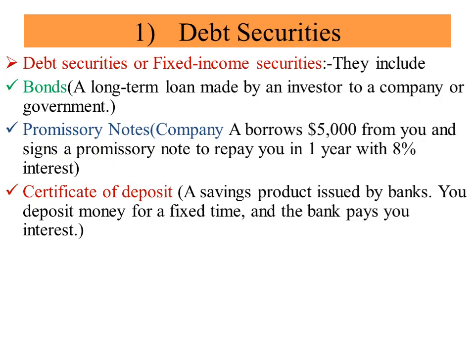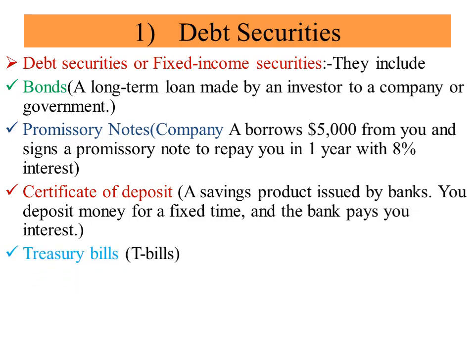The other debt security, or fixed income security, is certificates of deposit. This is a saving product issued by banks. You deposit money for a fixed time and then the bank pays you interest. This is called a certificate of deposit, or CD.